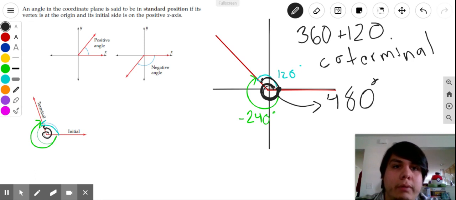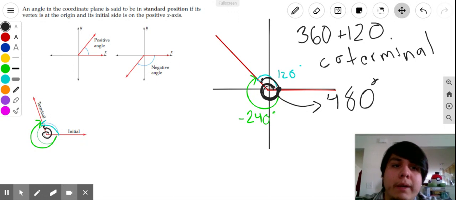Coterminal angles, right? So coterminal means that terminal, where it ends, is shared. So they have the shared ending spot. So they all end at the same spot. So that means they're all equal. Sorry, I just had to get that out.